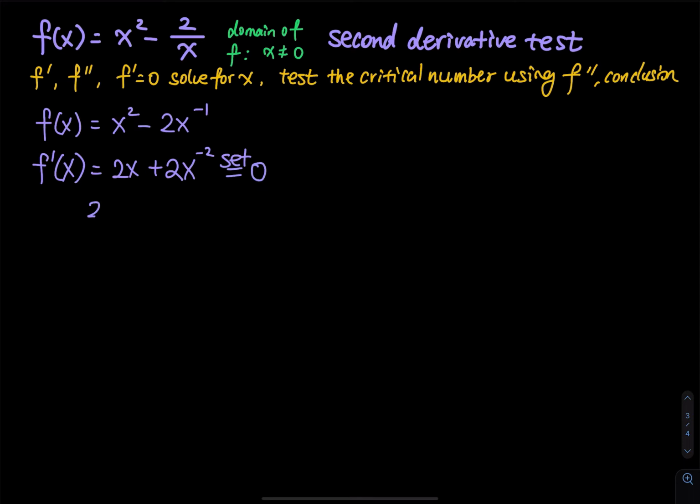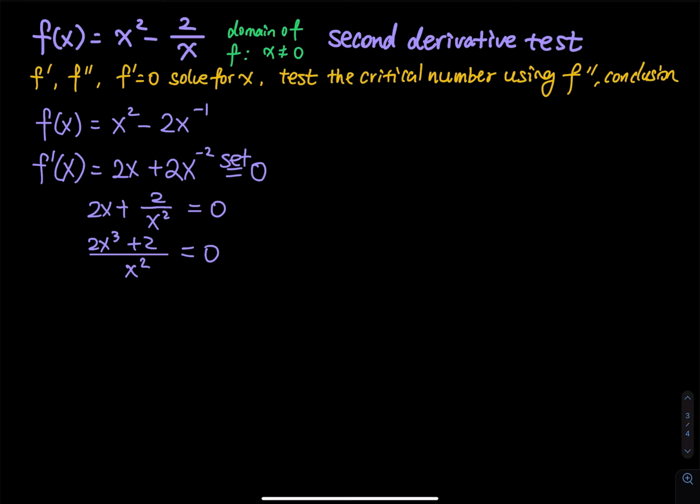So we have 2x plus 2 divided by x squared equals 0, and then we get a common denominator. For the 2x, you multiply top and bottom by x squared, so 2x times x squared is 2x to the third plus 2 equals 0. You have top divided by the bottom equals 0.